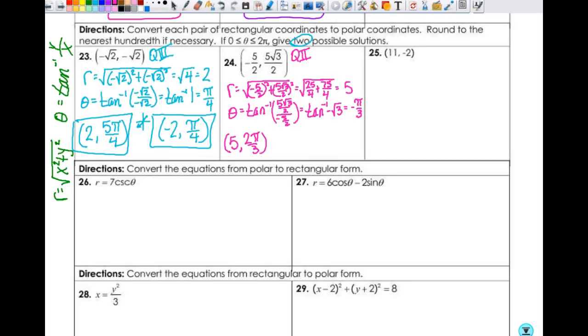Then I have to think about my other point. This 5, 2 pi thirds, I'm up here in the second quadrant. So I would need to end up in the fourth quadrant in order to use a negative radius. My fourth quadrant pi thirds angle is 5 pi thirds.